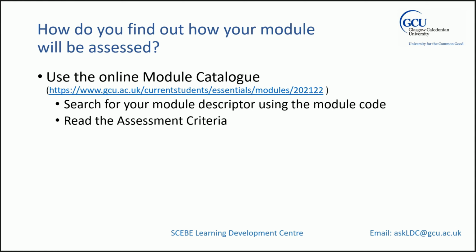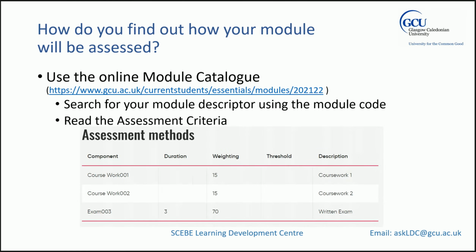You then read the assessment criteria, which is near the end of the actual web page. For example, in this particular module here, there's 2 courseworks, 1 and 2. There's a weighting of 15% for each of them, and there is a written exam, and that's got a weighting of 70%, and the exam is 3 hours long.